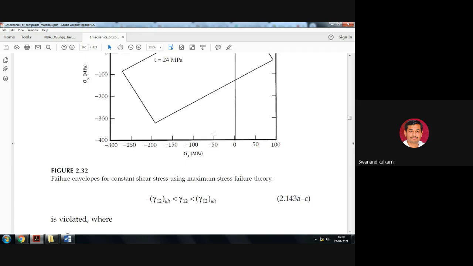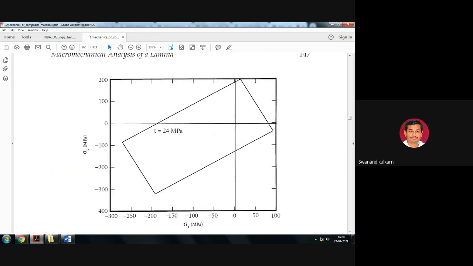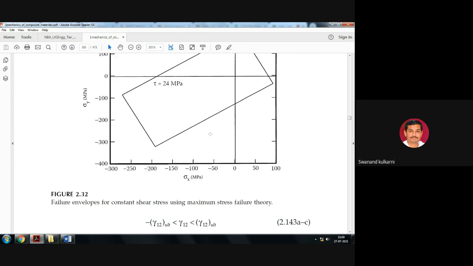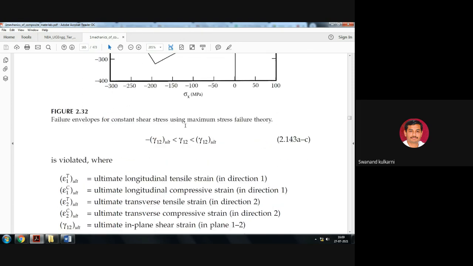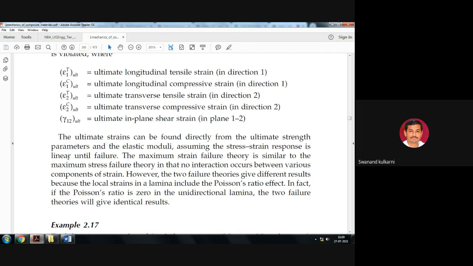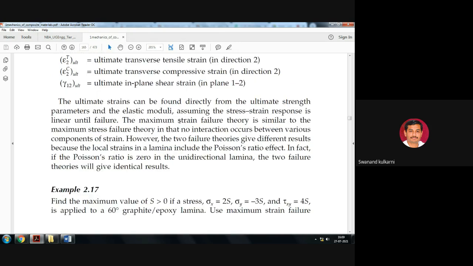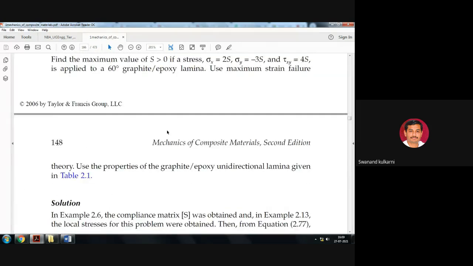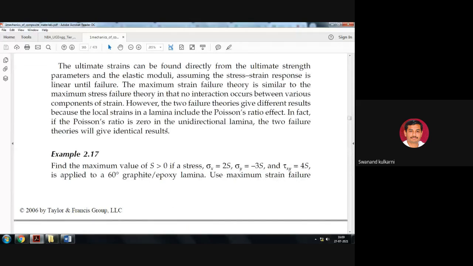So the concept of failure envelope that we have taken for reference, the same concept of theory of failure, the failure envelope, is used here. With the usual notations, the strains 1C, 1T, 2T, 2C, and we know that gamma 12 is the ultimate in-plane shear strength. With this concept, today we will stop here, so that we understand first of all the maximum stress theory, maximum strain theory, and failure envelopes.